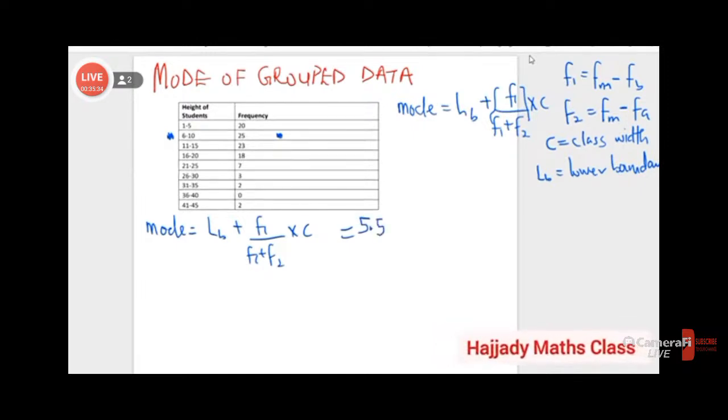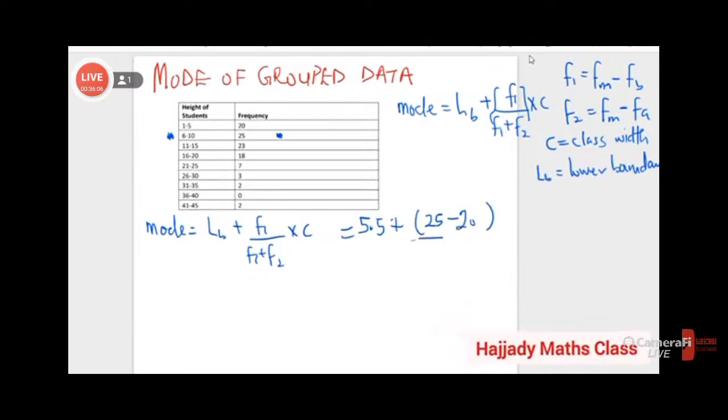In my previous video for the median, I used the lower limit directly because you can also do that. But in this case, I'm going to use the lower boundary by subtracting 0.5 from the lower limit, plus F1. Our F1, don't forget, is the frequency of the modal class minus the frequency before it. The frequency of our modal class here is 25. So let me put that in a bracket for easy computation, minus the frequency before it, which is 20.